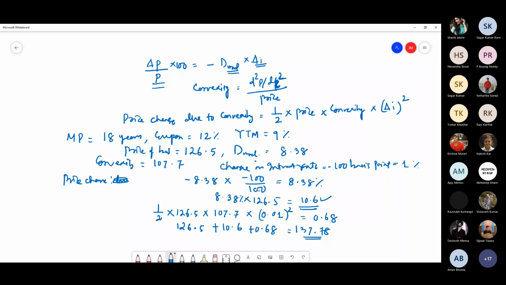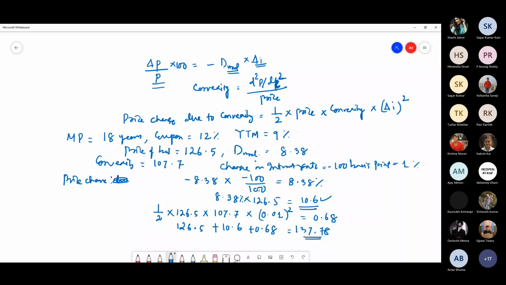And for a given yield and maturity, the lower the coupon, the greater the convexity. Lower the coupon, greater the convexity. And for a given yield and modified duration, the lower the coupon, the smaller will be the convexity. So these are the different characteristics or properties that you have to keep in mind.